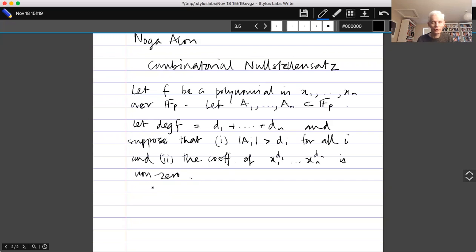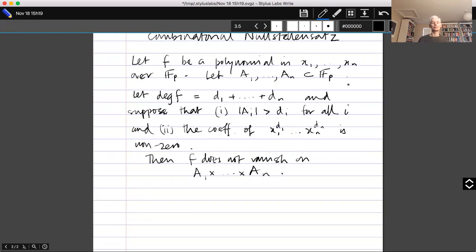The conclusion is then f does not vanish on A1 times up to An. So what do I mean by doesn't vanish? I just mean we can find some x1 up to xn where xi belongs to Ai and f of x1 up to xn is not 0. So that's the result.